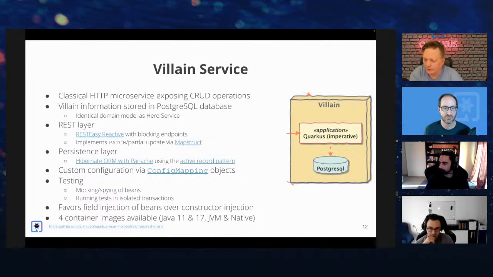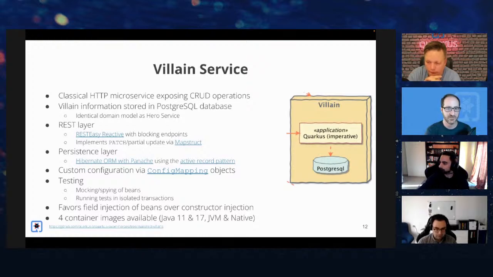So the villain service is pretty much identical to the hero service, other than it's villains instead of heroes. But the main differences are, instead of Hibernate reactive, it's just plain Hibernate. It's not a reactive app. It's an imperative app, but still uses REST easy reactive, but they're all blocking endpoints. So this one is fully blocking. So if someone's looking for, hey, what does it look like for blocking versus reactive, you can take those two services and look at them side by side, and they pretty much implement the exact same use cases, just in different flavors. It still does use REST easy reactive under the covers, but it is fully blocking.